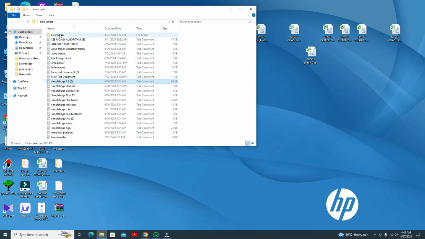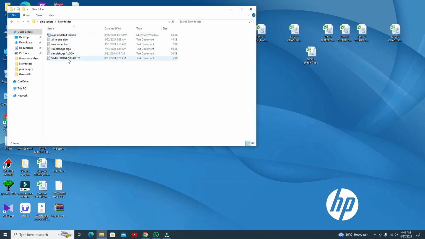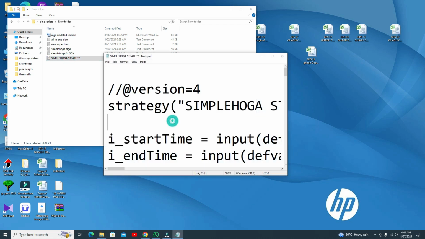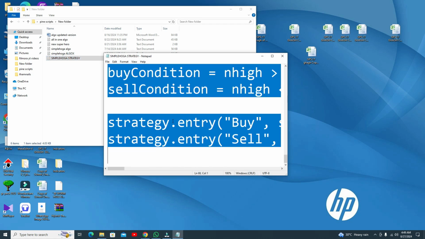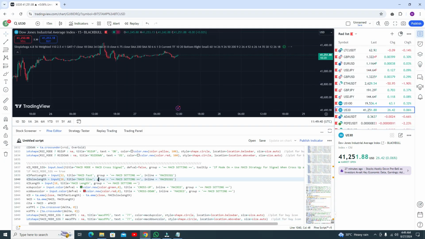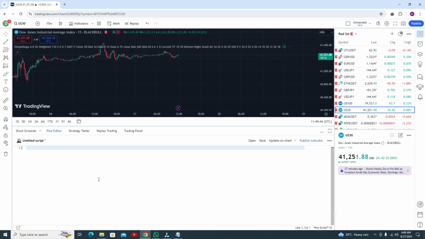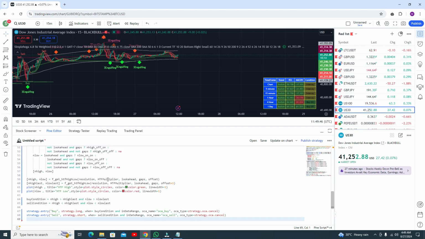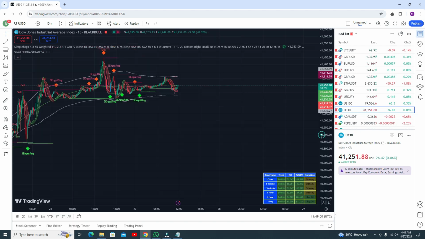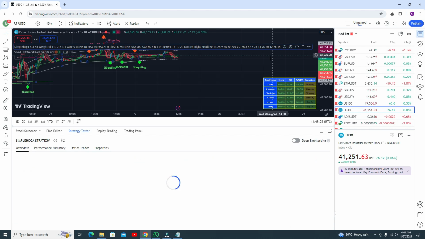Here you will find another error. This is the simple yoga strategy. Again copy my code, Control A, select all, copy my code, then go to Pine editor. Again you have to select all, delete, and then paste my code, and then click on add to chart.